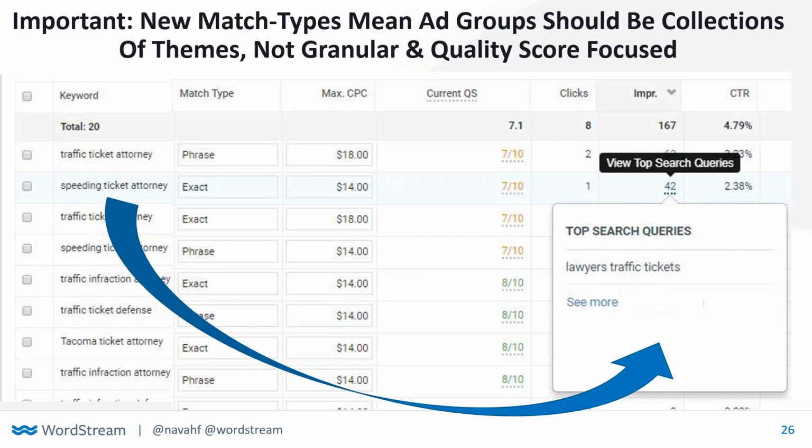Now, when we're thinking about those new match types, and I referenced it a little bit before with close variants, exact no longer is perfectly exact.